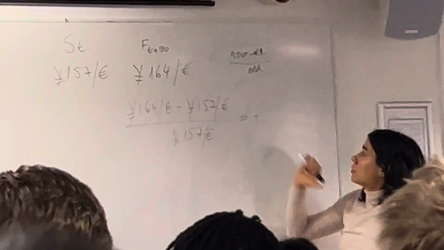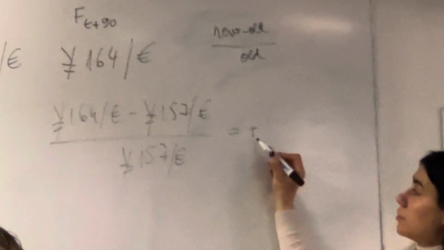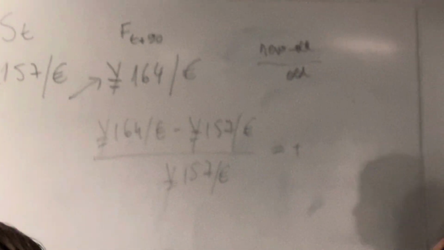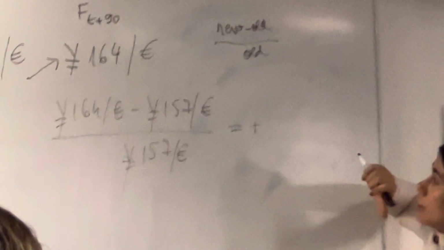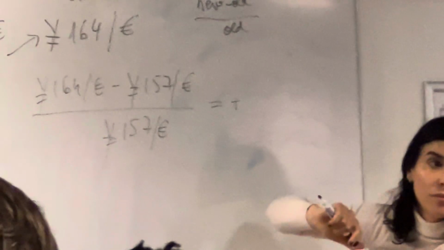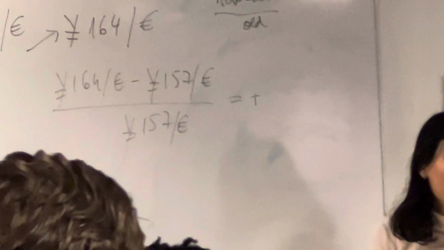So we say that the euro has appreciated. Yes, the euro goes up: 1 euro is 157, and then it goes up to 164. So the price of the euro goes up. So it is the euro that goes up. So the euro appreciates. So the euro is expected to appreciate. So it is trading at the forward premium. Yes?